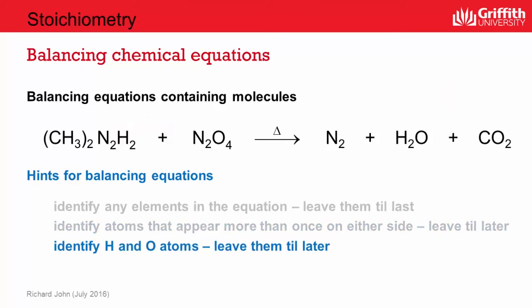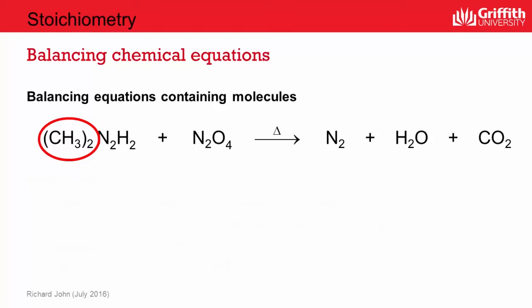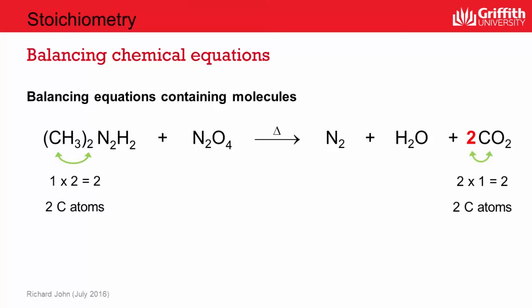Identify hydrogen atoms and oxygen atoms and leave them till later, again particularly if water is involved. So we'll balance hydrogen second, and then we'll balance the carbon first, because we're going to be balancing all other atoms first, and that leaves us with balancing the carbon atoms. We've got 2 carbon atoms on the left hand side. The 1 times the 2 there gives us our 2 carbon atoms, and we've only got 1 carbon atom on the right hand side at the moment. So if I put a big 2 in front of the carbon dioxide, I now have 2 times 1 carbon atoms, and I've got 2 carbon atoms on either side of the equation now.